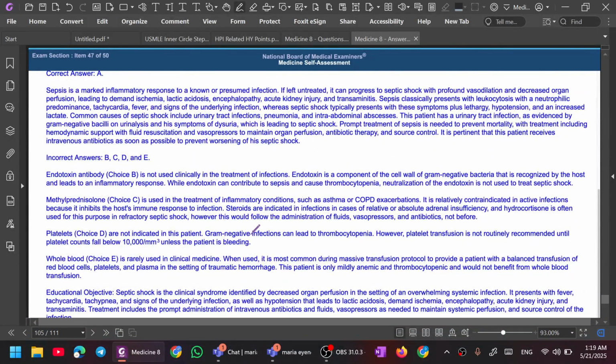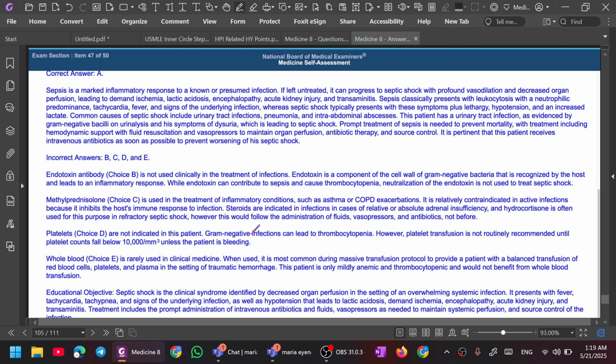Sepsis is a marked inflammatory response to a known or presumed infection. If left untreated, it can progress to septic shock with profound vasodilation and decreased organ perfusion, leading to demand ischemia, lactic acidosis, encephalopathy, acute kidney injury, transaminitis. Sepsis classically presents with leukocytosis with a neutrophilic predominance, tachycardia, fever, signs of underlying infection, whereas septic shock presents with these same symptoms plus hypotension and an increased lactate. Common causes of septic shock include UTI, pneumonia, abscesses. This patient has a UTI as evidenced by gram-negative bacilli on urinalysis and symptoms of dysuria, which is the leading cause of septic shock.